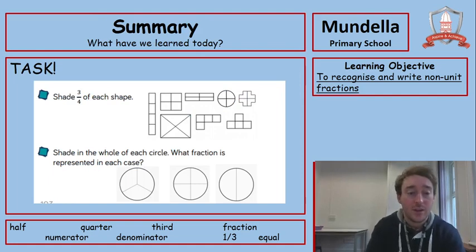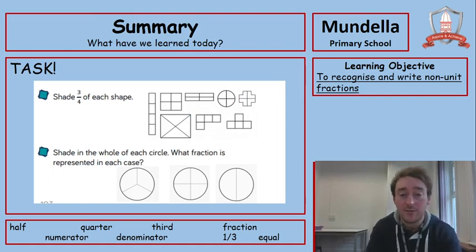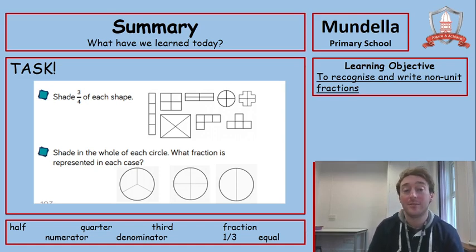It says the first one, shade 3/4 of each shape. And then finally, it says shade in the whole of each circle. What fraction is represented in each case? So for that one, you might need to draw a couple of the shapes and then shade in parts and then label what the fraction is for those shapes.